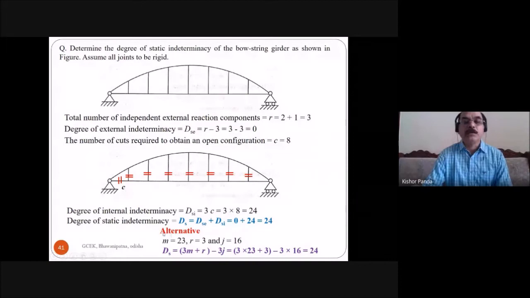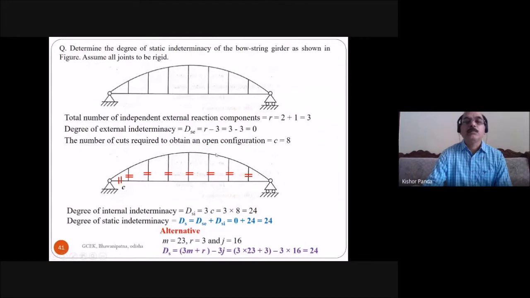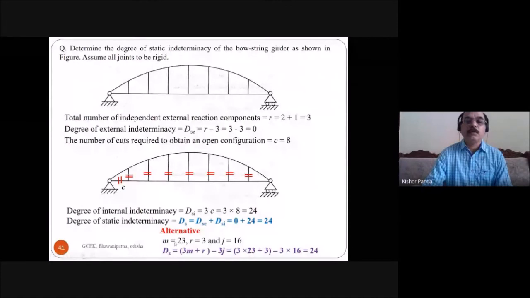Then in the alternative method, you can find it by counting the number of members and the number of joints, and also you know the number of reaction components. So using this M, R, J you can find the degree of static indeterminacy. First you count the number of members: 1, 2, 3, 4, 5, 6, 7, 8, then 9, 10, 11, 12, 13, 14, 15, 16, then 17, 18, 19, 20, 21, 22, 23. So the total number of members is 23.